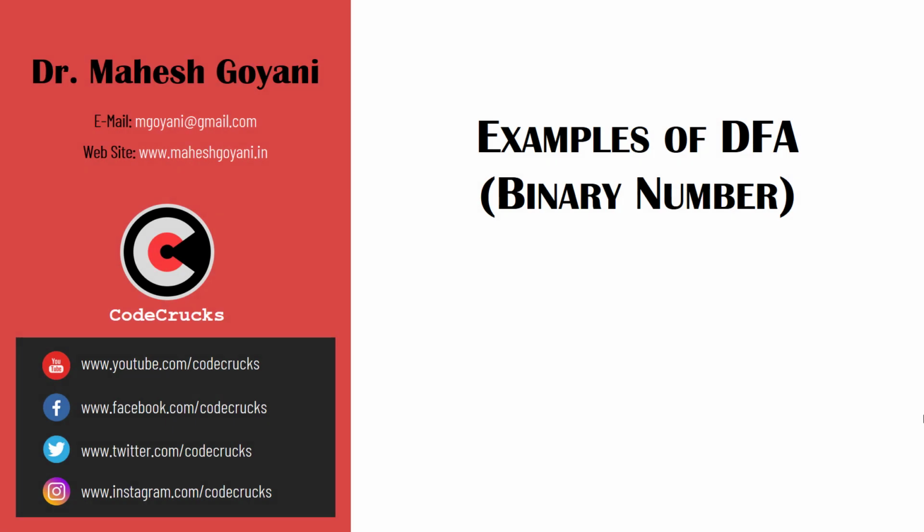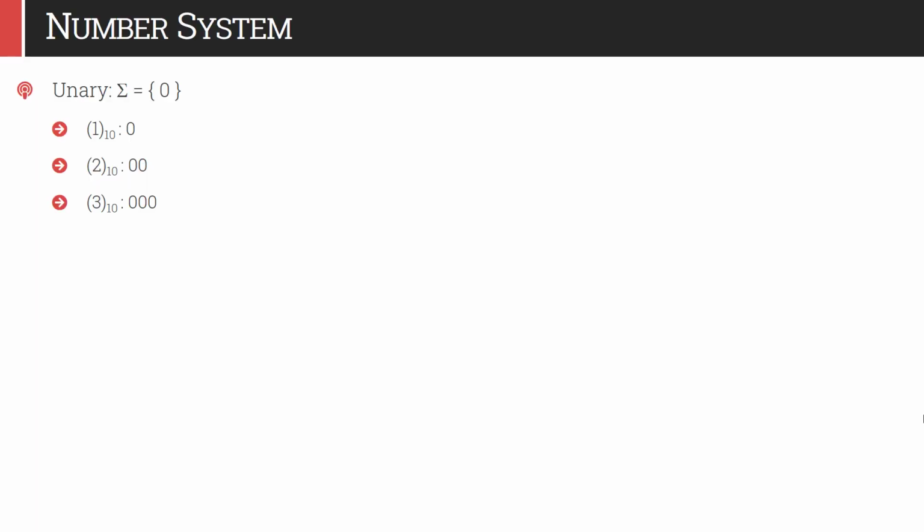In this tutorial, we will construct DFA related to few binary numbers. So let us first understand the number system. The number system could be unary. As the name suggests, it's a unary number system, so it contains only one symbol to construct any decimal number.